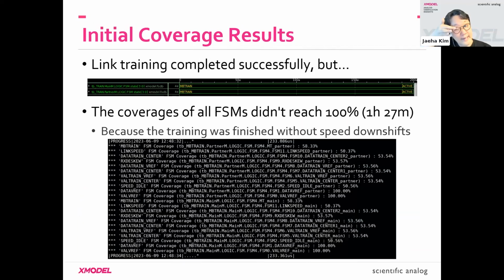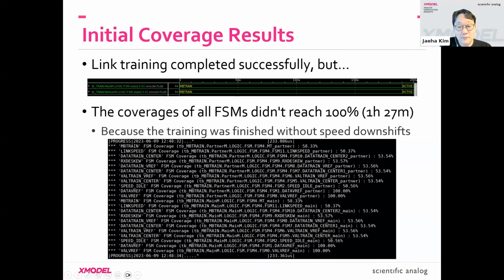So we ran it, and then we found that the link training completed successfully, yay! And it turns the link into an active state, which means it's ready to transmit real data. But when we measured the coverage of that simulation, a lot of the FSMs only reached 50% coverage. And it has to do with the fact that the transmission was too successful. The training finished without any speed downshifts. It was happy with 32 gigatransfers per second and didn't find a need to downshift the data rate.